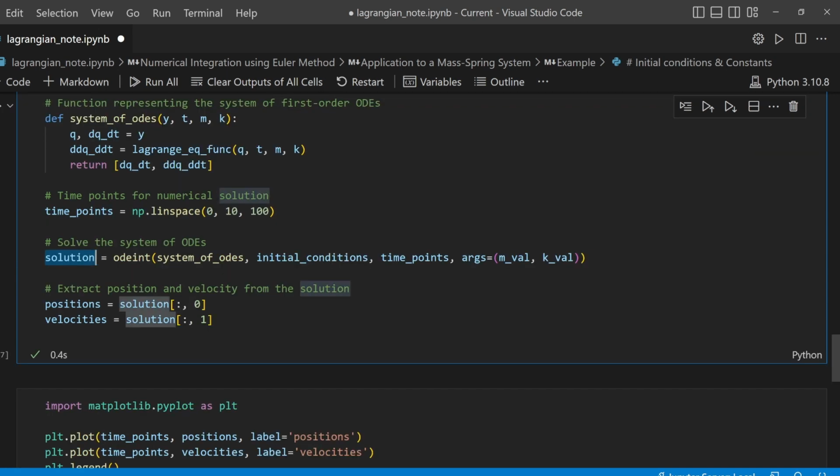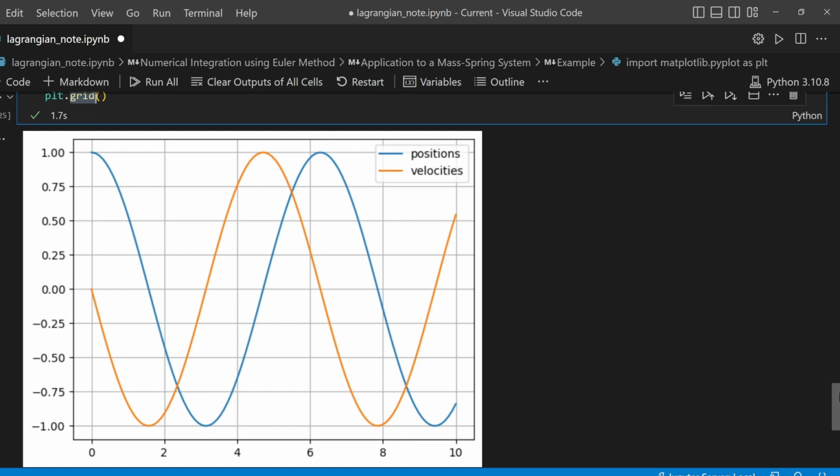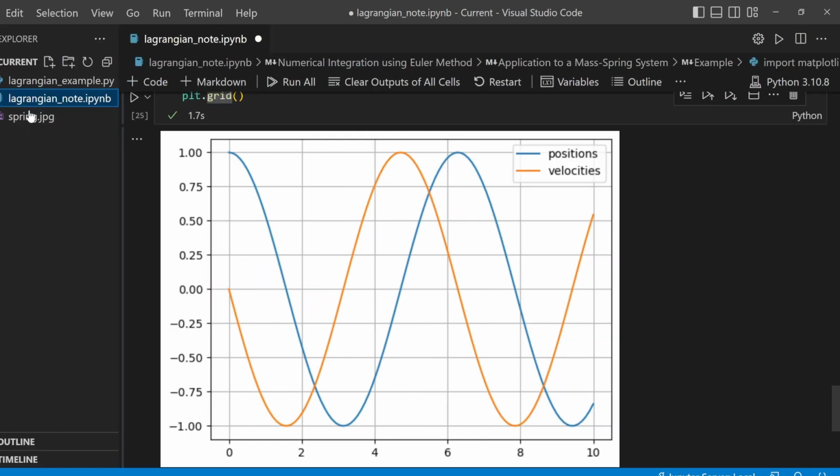So we then extract the solution in a type of vector, where the first column will represent the positions and the second column will represent the velocities. And then we plot the results very easily using plt.plot, adding some legends and a grid. And we get this plot right here. Alright, so let me actually show here the image at the same time.